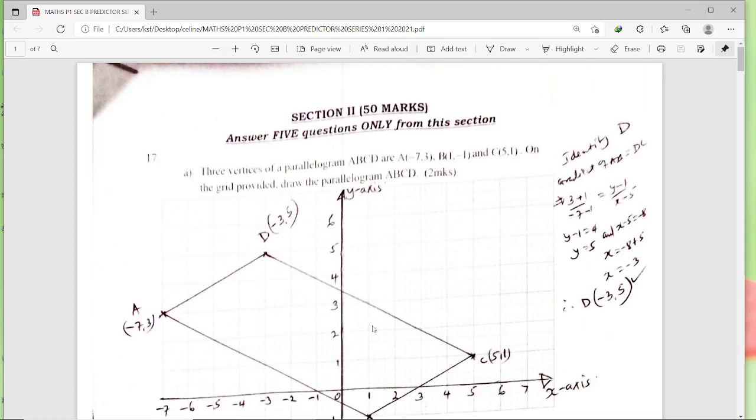I had done earlier Section A of the same Predictor, and now I am giving the Section B.